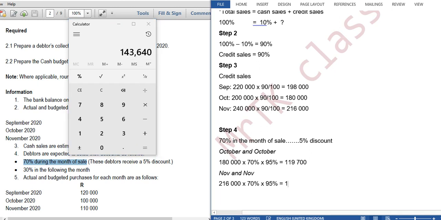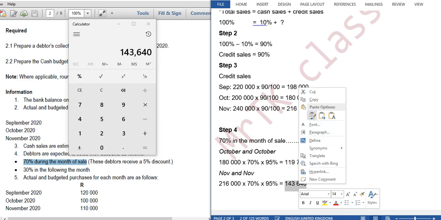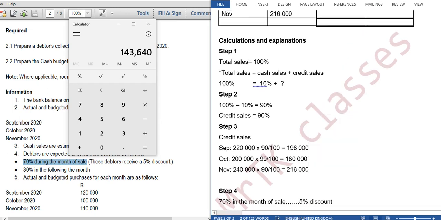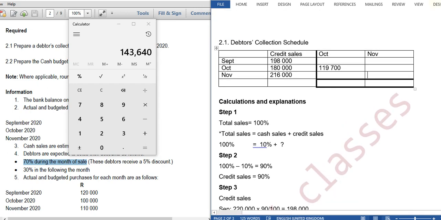143,640. So this 143,640 is what we are going to put under November and November, because we are doing same month, right? So you can see we just did our November, and this is the final month here.